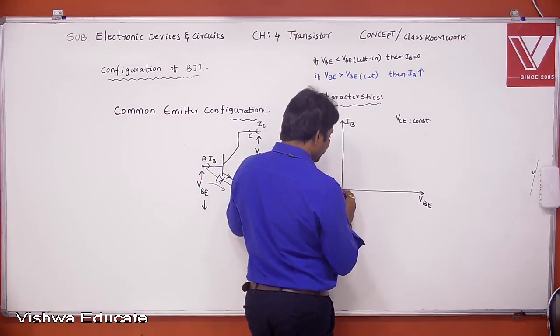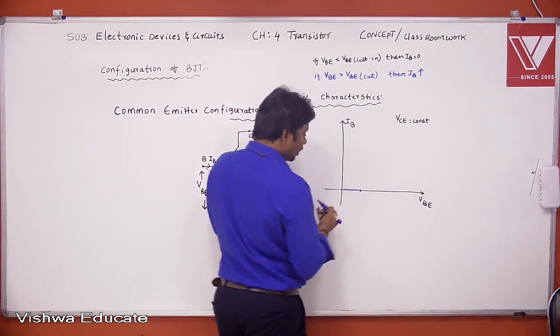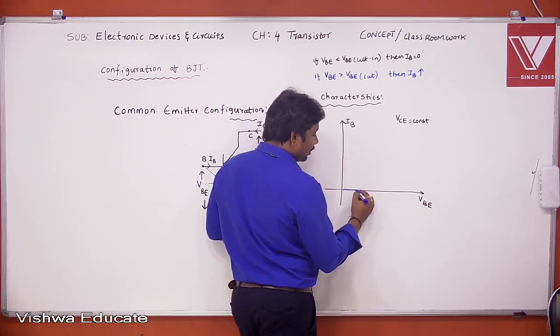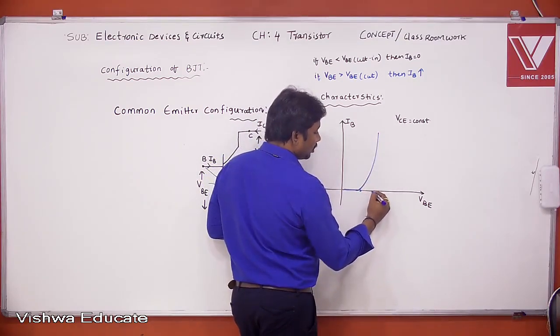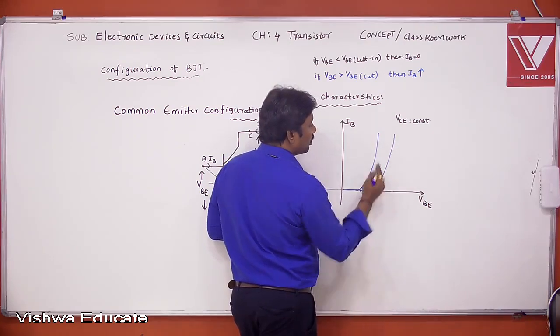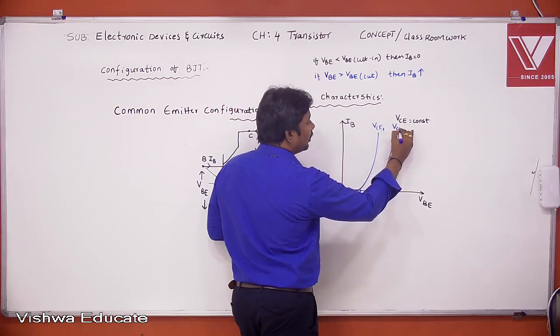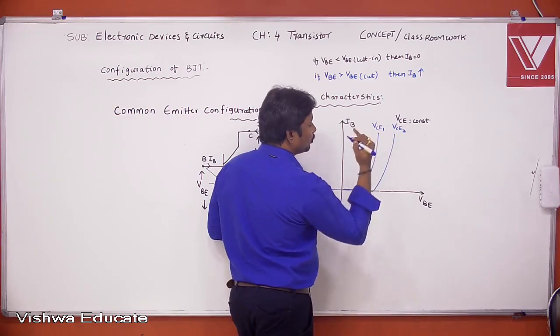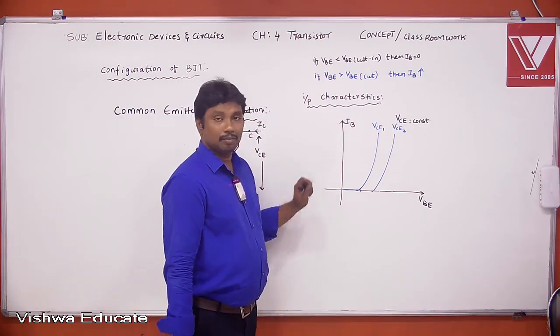See here, if VB is less than the cut-in voltage, this is the cut-in voltage, then what should be the IB? 0, right? If the VB is greater than the cut-in voltage, IB suddenly increases, right? This is VC1 and this is VC2, right? Okay, this is the input characteristics.